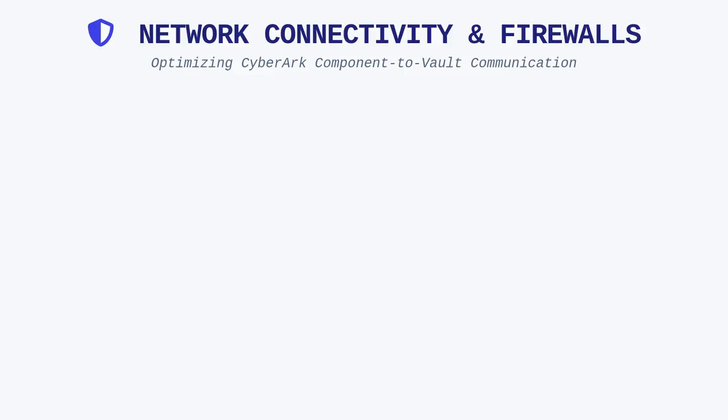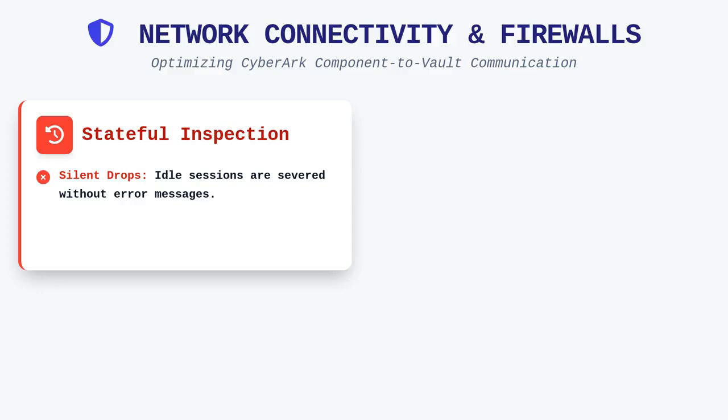Stateful inspection firewalls frequently create roadblocks for long-lived connections, which are characteristic of CyberArk component communication. If a firewall silently drops an idle connection because it perceives the session as inactive, the component will suddenly find its link to the vault severed without a clear error message. In these scenarios, examining the firewall logs specifically for blocked traffic streams is the only way to gain clarity on why the TCP handshake is failing at the perimeter.